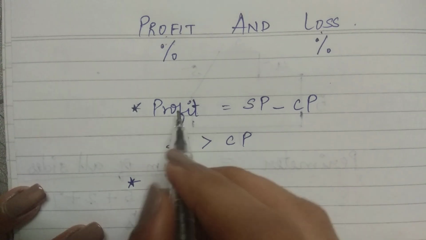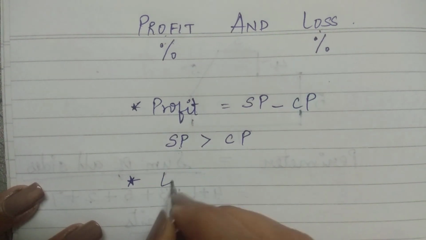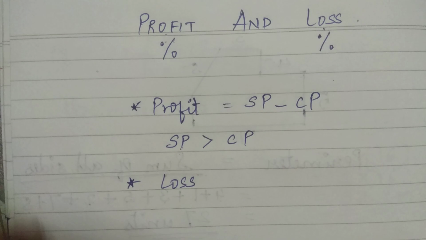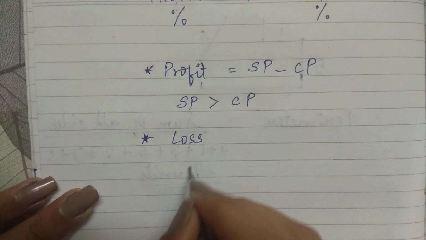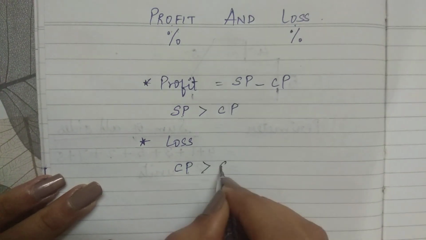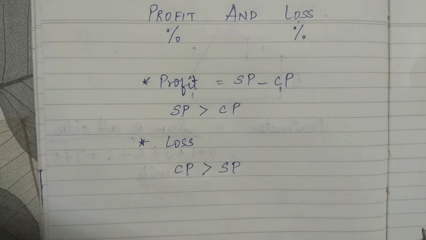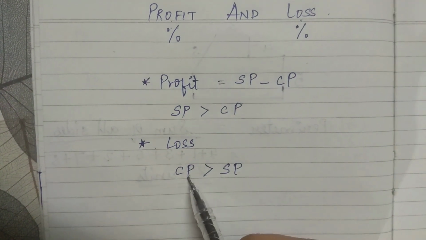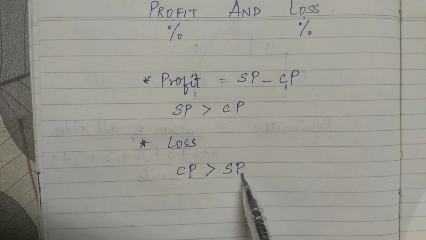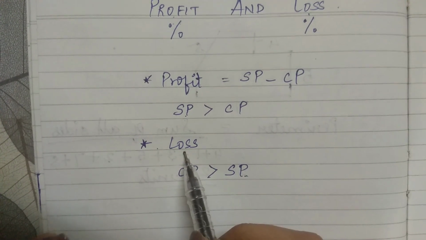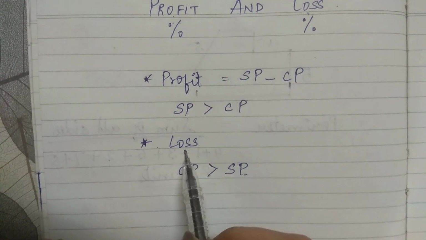And opposite to it, if we incur a loss. When do we incur a loss? In what situation? When the cost price is greater than the selling price. Okay, means we are paying more and receiving less. That's why we are incurring a loss.